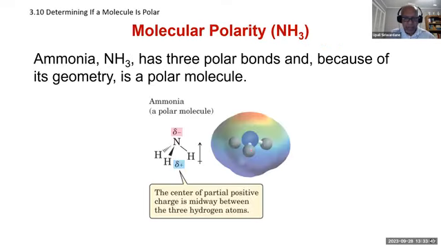In ammonia, same idea. There are three hydrogens with delta positive area. The nitrogen has delta negative. So all these three dipoles add up to a resultant, creating a negative area in the molecule close to the nitrogen, and a positive area on the other side. Therefore, the ammonia molecule is a polar molecule.